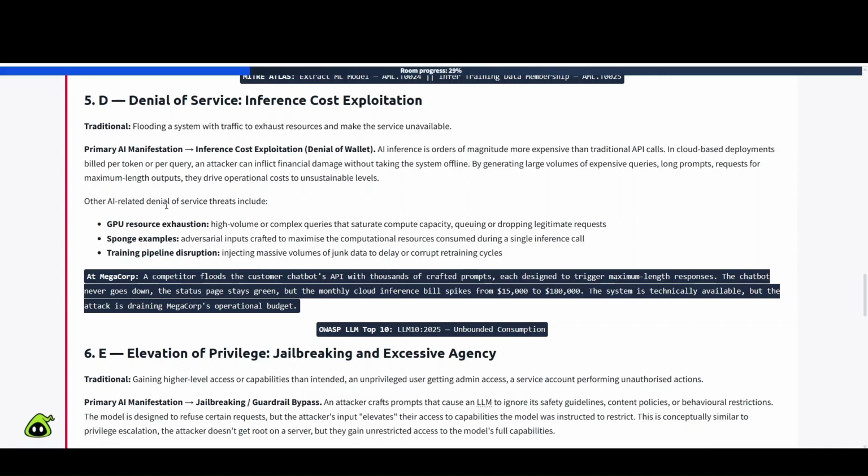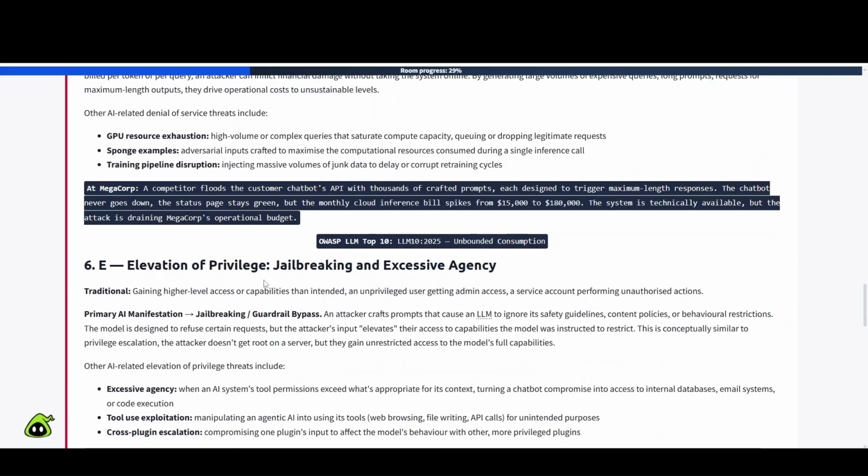prompts or outputs, they drive operational costs to unsustainable levels. Other AI-related denial of service threats include GPU resource exhaustion, high volume or complex queries that saturate compute capacity, queuing or dropping legitimate requests, sponge examples, adversarial inputs crafted to maximize the computational resources consumed during a single inference call, training pipeline disruption, injecting massive volumes of junk data to derail or corrupt retraining cycles.